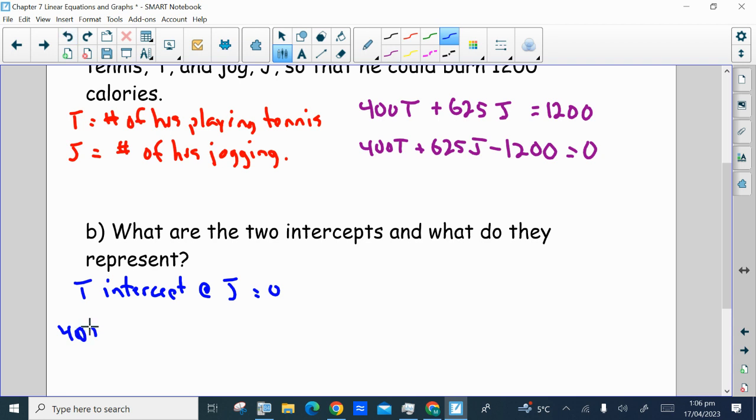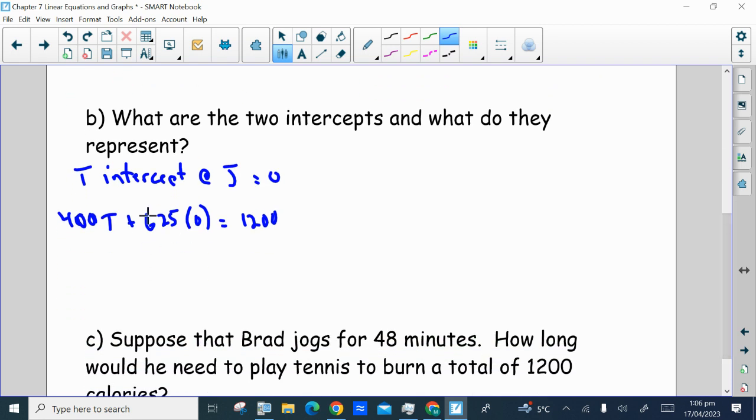So we've got 400t plus 625 times 0. We're letting j equal 0. And that equals 1200. Now, when you let j equal 0, this term disappears. 625 times 0 is 0. 400t plus 0 is just 400t. And then to get t by itself, we would divide both sides by 400. And that would give us a t value of 3.